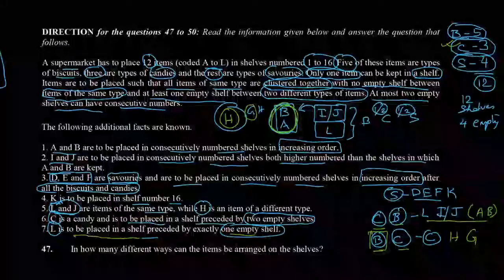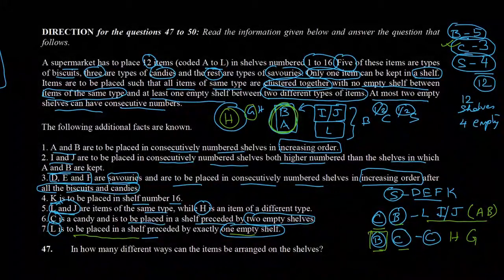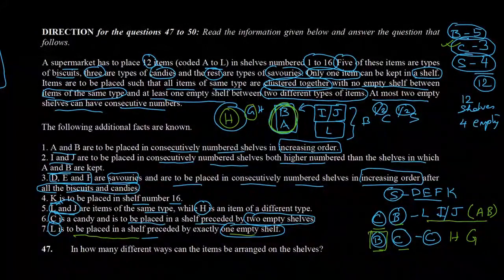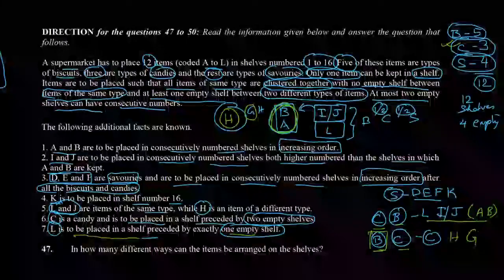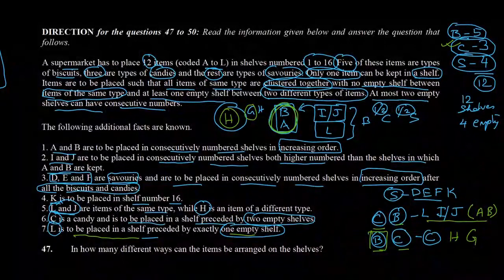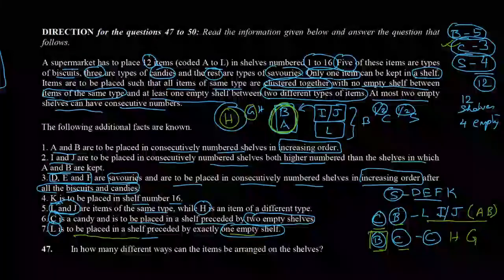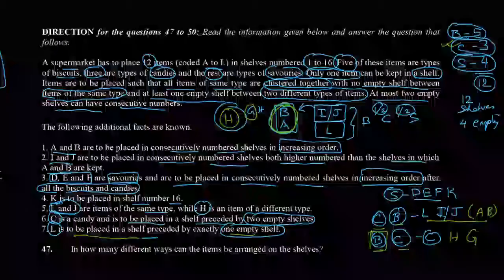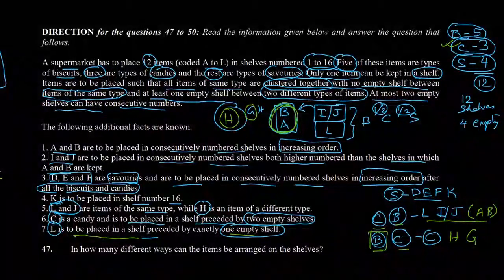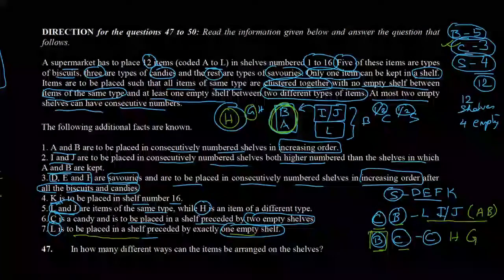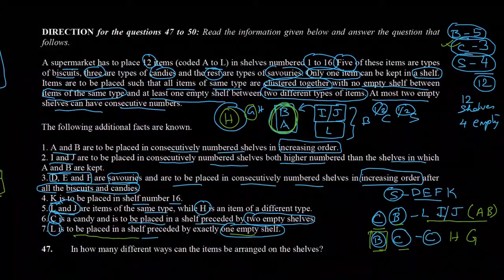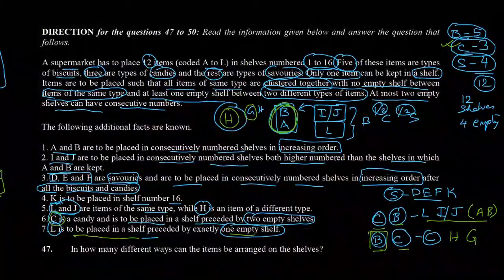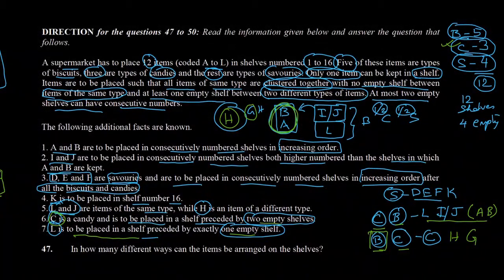So let's start with this. First shelf is empty, then we have L, and then we have A and B in that order, and then we can have IJ or JI because the order of I and J is not known. It is just told that they will come in consecutive shelves, and then C will start after 2 empty shelves.